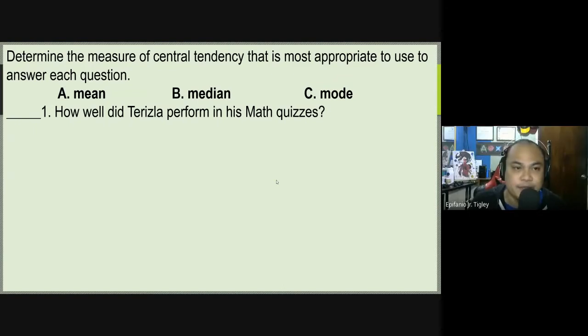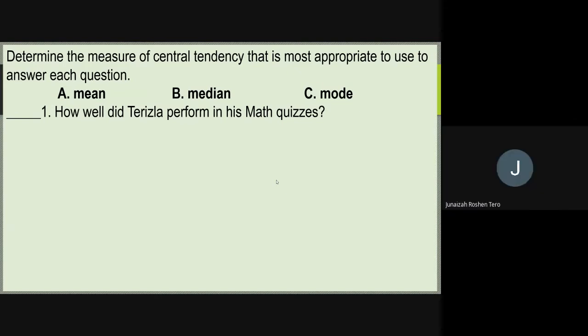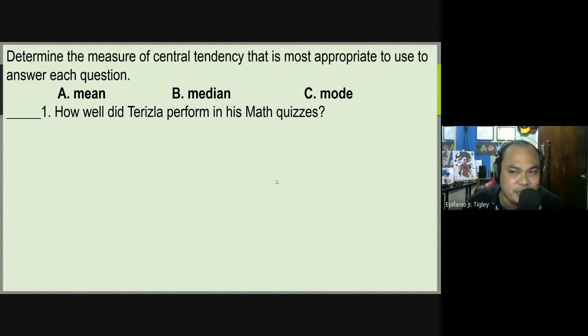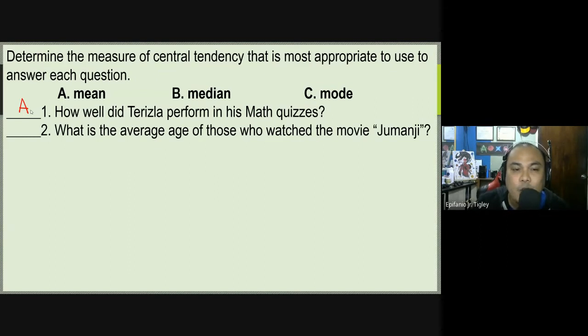How well did Terizla perform in his math quizzes? Is it the mean, the median, or the mode? Mean. The mean. That's totally right. Diba? When you get the average score, you'll be adding all the quizzes divided by how many quizzes you have. So I'm going to be using the mean for number 1. Let's have number 2. What is the average age of those who watch the movie Jumanji?